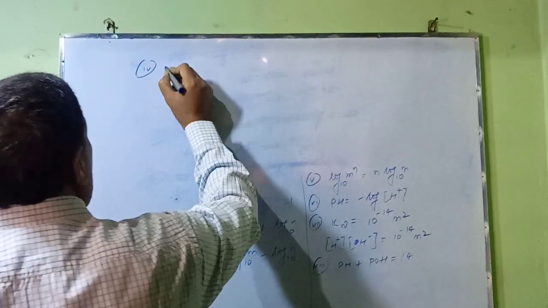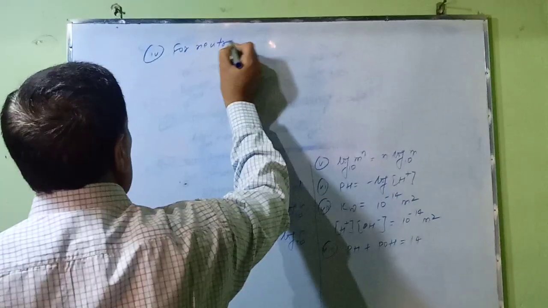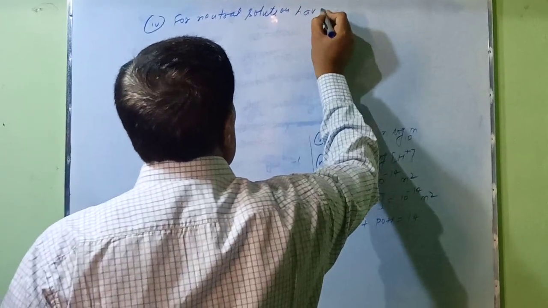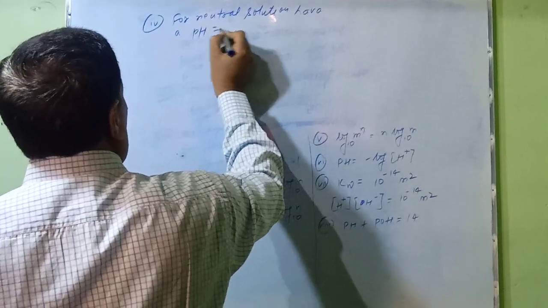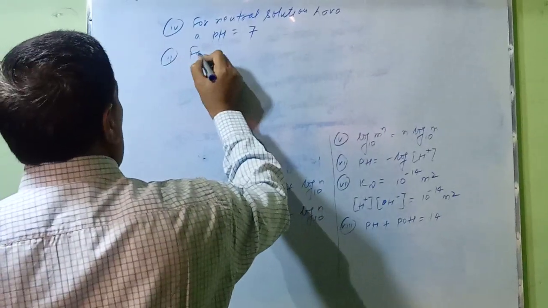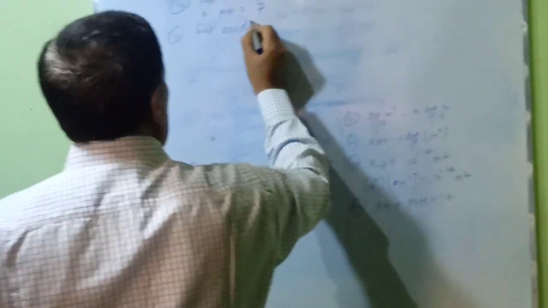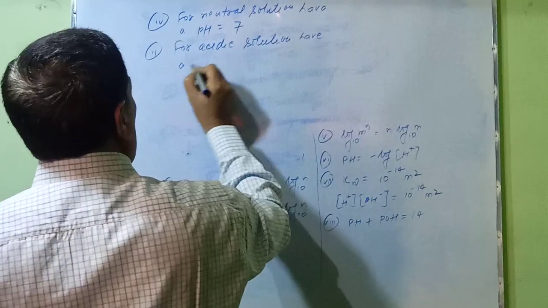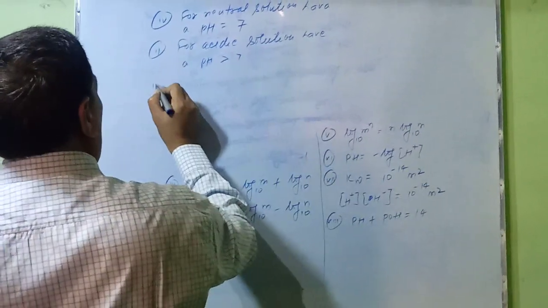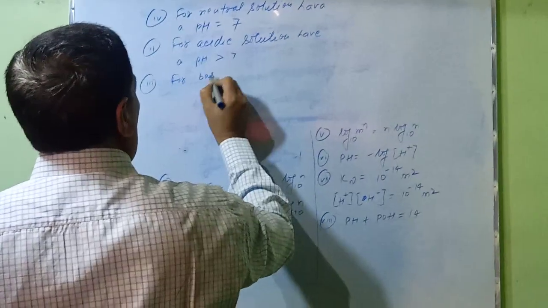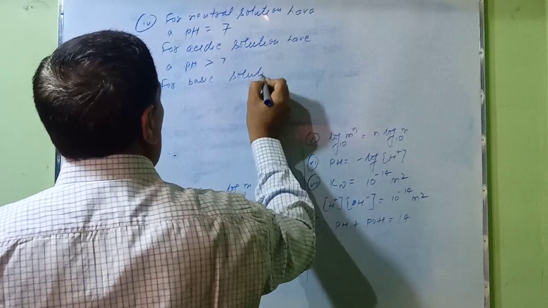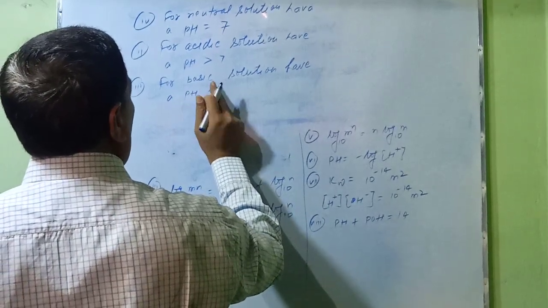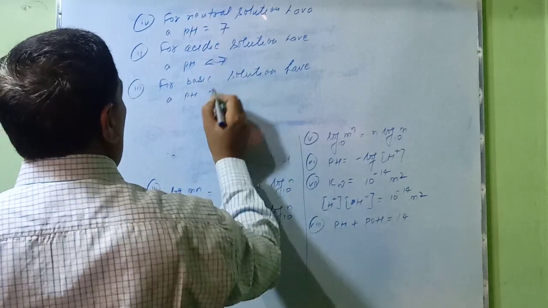And neutral solution has pH exactly 7, and acidic solution has a pH less than 7, and basic solution has a pH greater than 7.